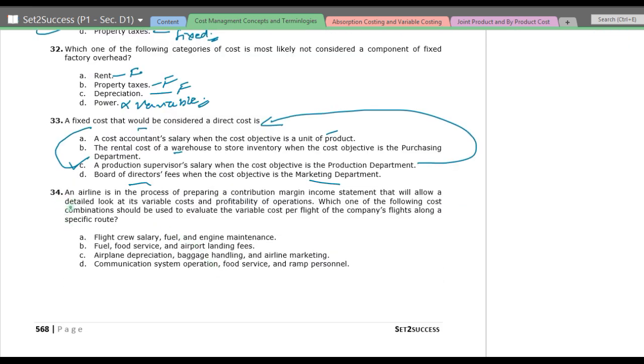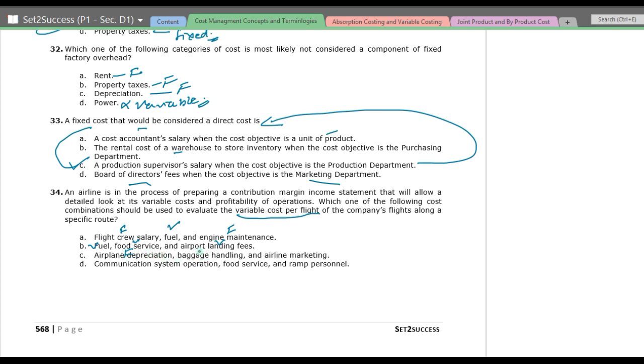Next, an airline is in the process of preparing a contribution margin income statement that will allow a detailed look at its variable cost and profitability of operations. Which one of the following cost combinations should be used to evaluate the variable cost per flight? They are asking to evaluate variable cost per flight of the company's flight along a specific route. Flight crew salary is fixed. Fuel is variable. Engine maintenance is fixed. Food service is variable. Airport landing fees is variable. Airplane depreciation is fixed.